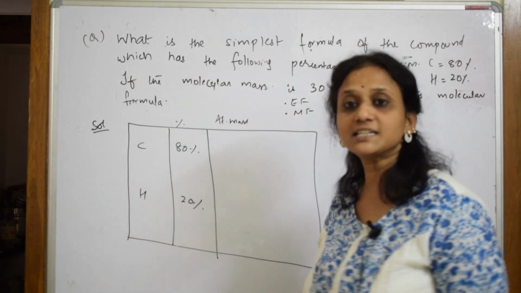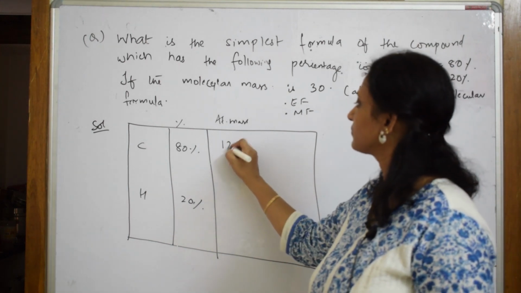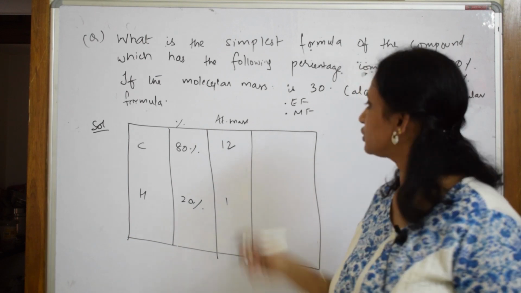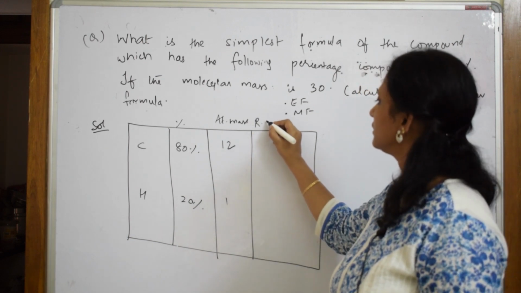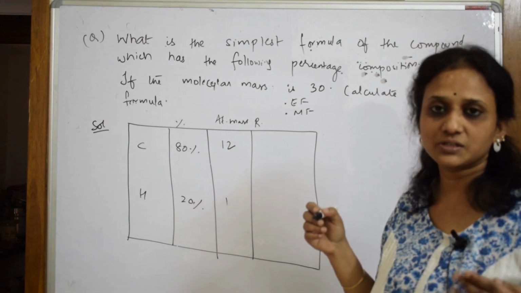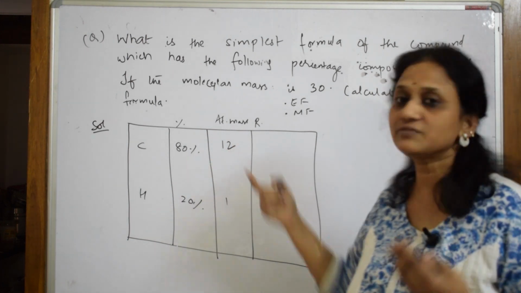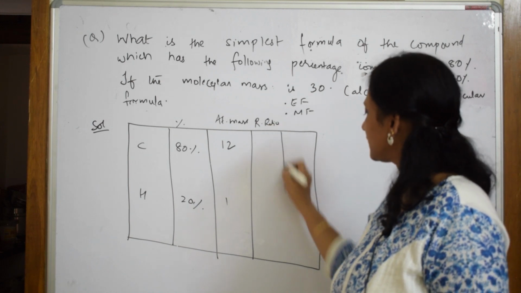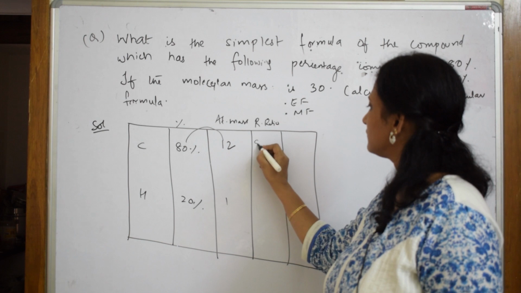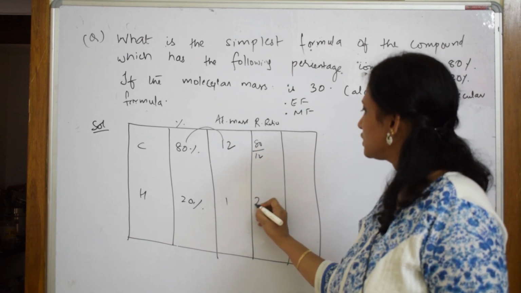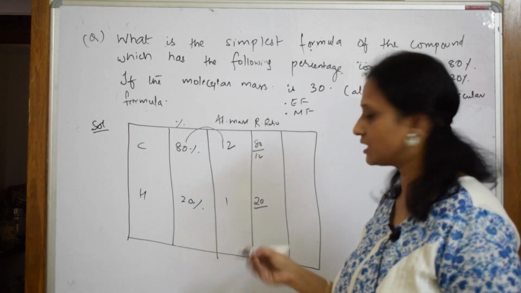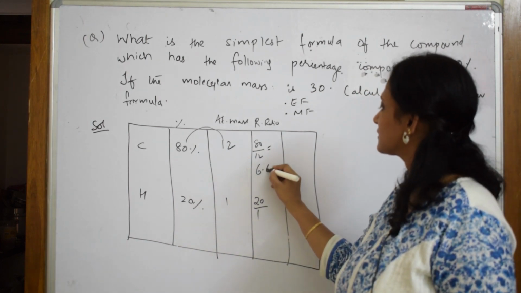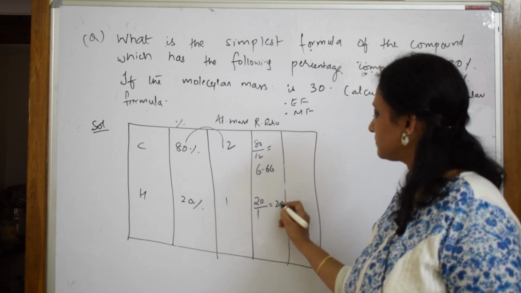Now after this, immediately you will be writing the atomic mass of both. Right. So for carbon, atomic number 6, mass number 12. For hydrogen, 1 is a mass number. This is over. After this, you are going to take relative ratio of number of moles. So relative ratio of the number of moles, how much do I get? I am going to divide 80 by 12 in this case. Here I am going to divide 20 by 1. So here when I divide, I get an answer of 6.66. Here in this case I get 20.